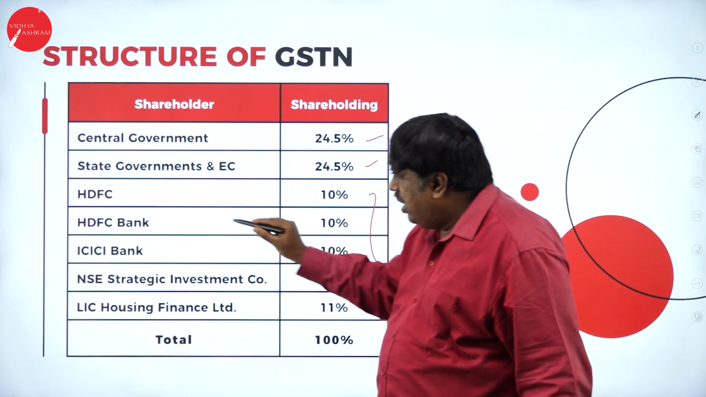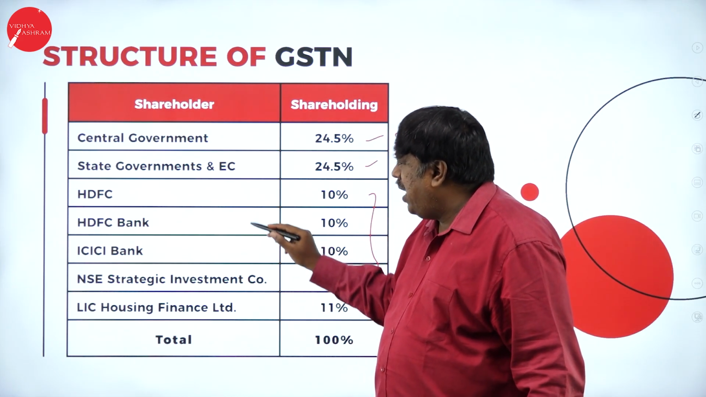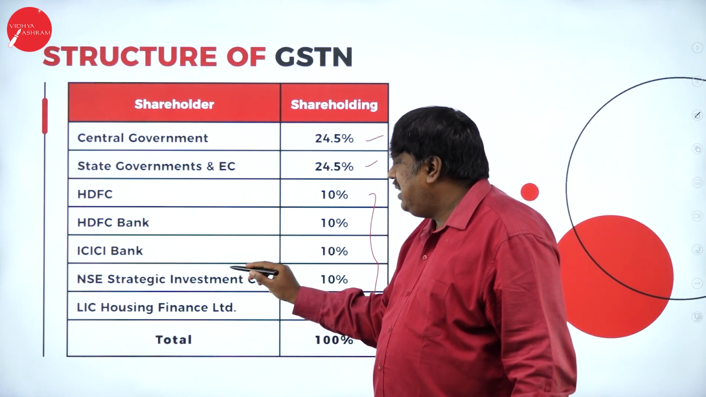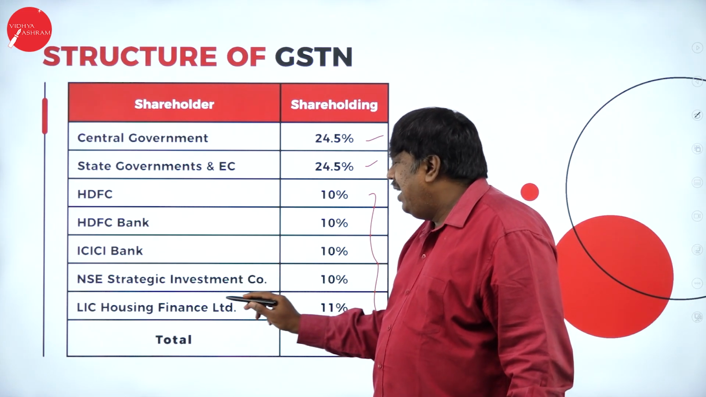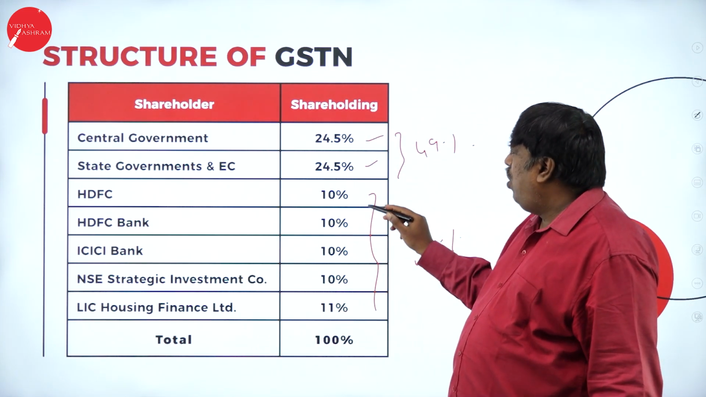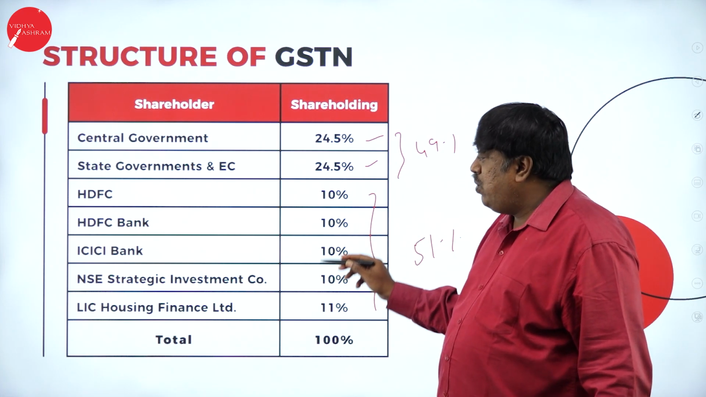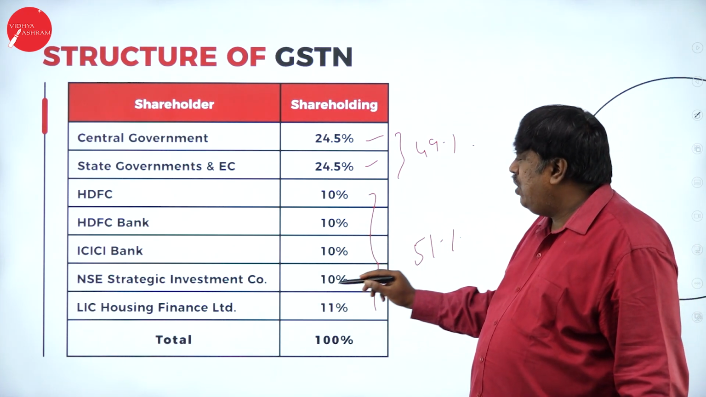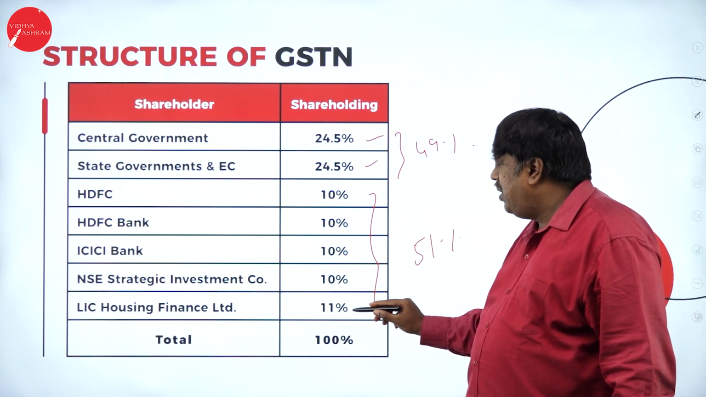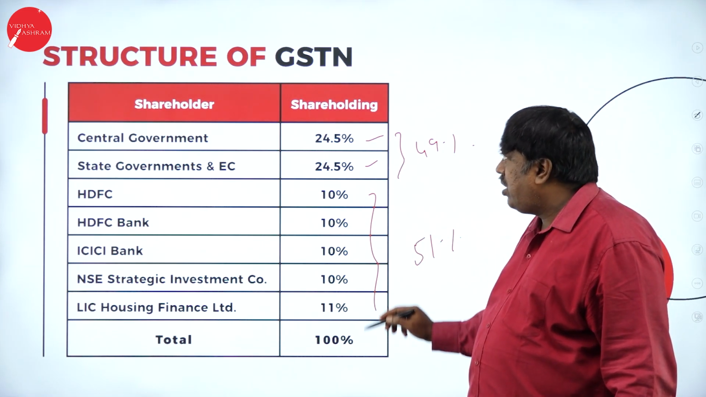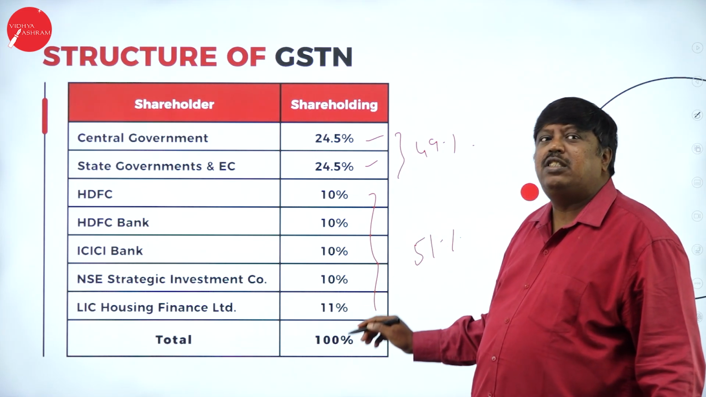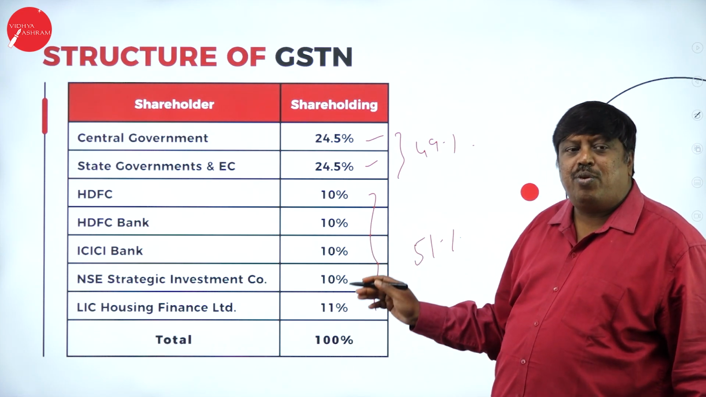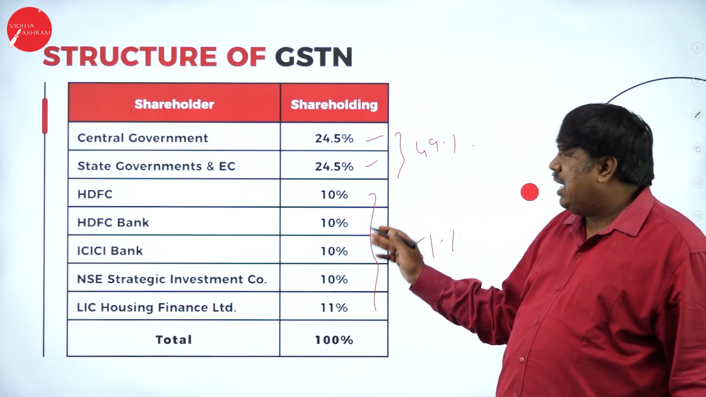In that, HDFC Bank, ICICI Bank, NSE Strategic Investment Company, LIC Housing Finance Limited, all these institutions or financial supporters have 10% each. Only LIC Housing Finance has 11%. The total GSTN structure has been controlled in this manner. It is a non-profit, non-government organization.